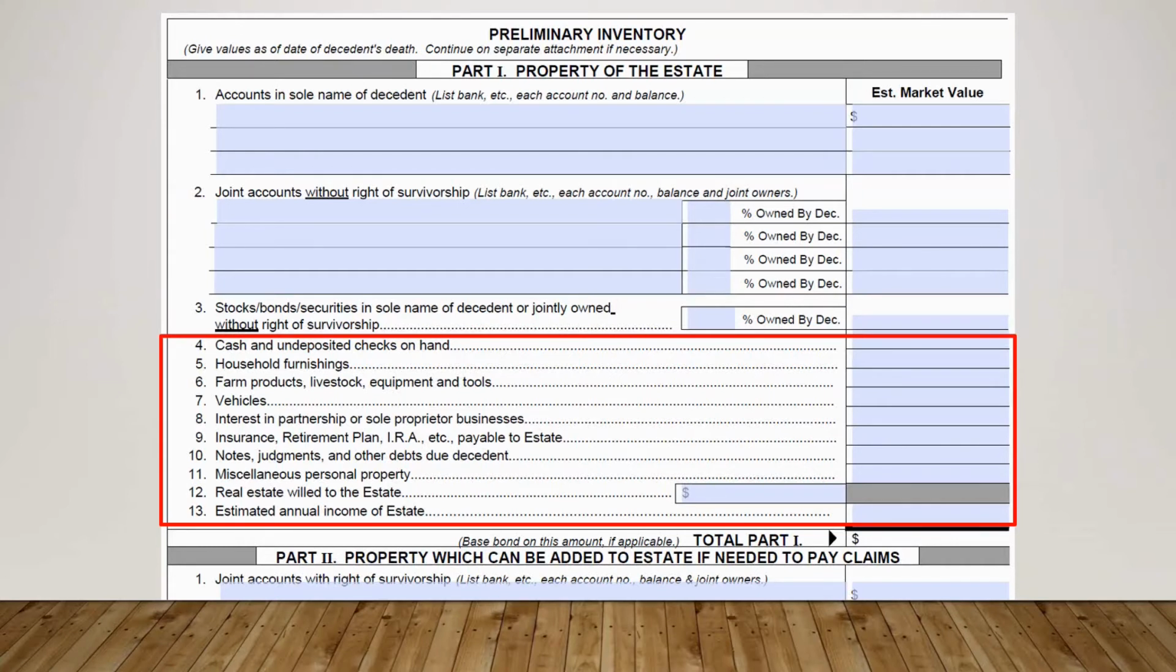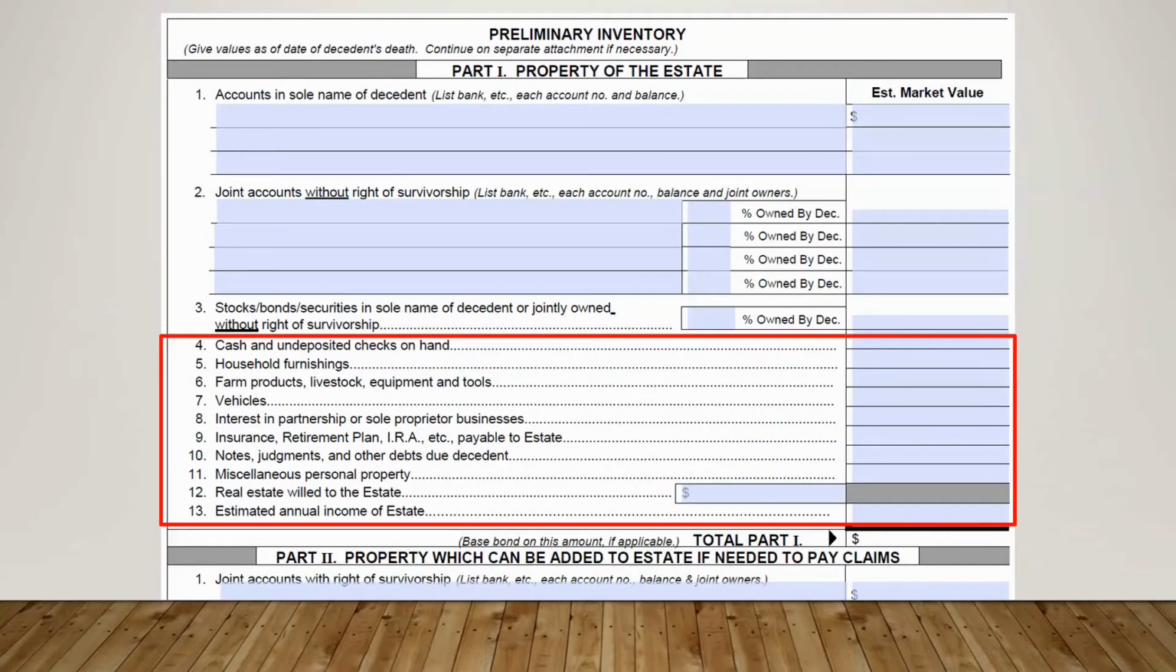Provide the estimated market value for any of the following assets that are part of the decedent's estate: cash and deposited checks on hand, household furnishings, farm products, livestock, equipment, and tools, vehicles, interest in partnership or sole proprietor businesses, insurance, retirement plan, IRA, etc., that are payable to the estate instead of directly to a beneficiary, notes, judgments, and other debts owed to the decedent, miscellaneous personal property, real property that the decedent has willed to his or her estate or to the executor of the estate in that person's role as executor and not as an individual.